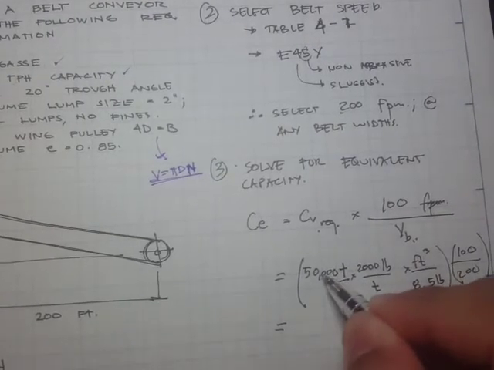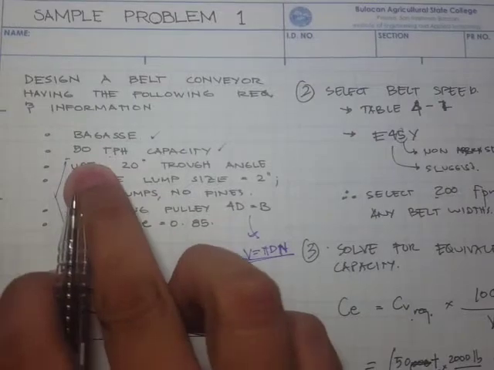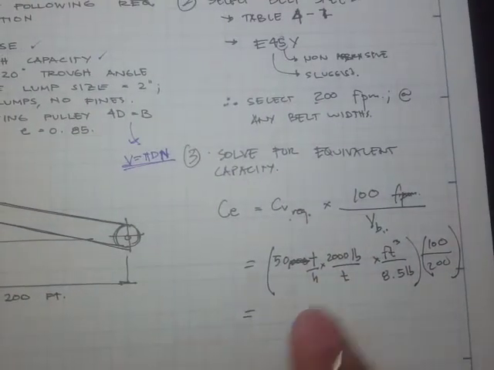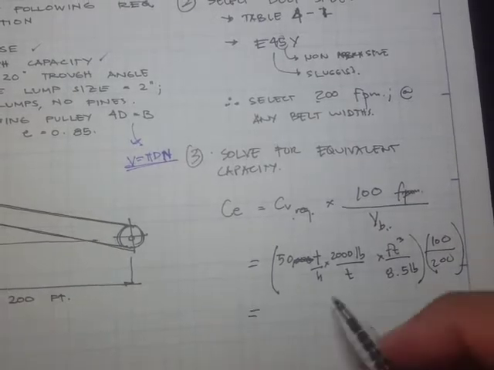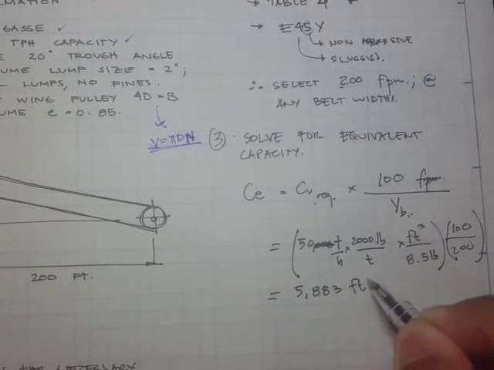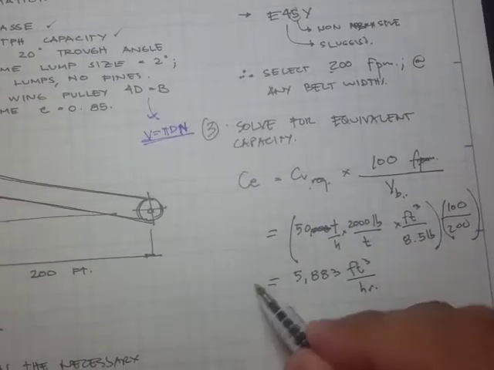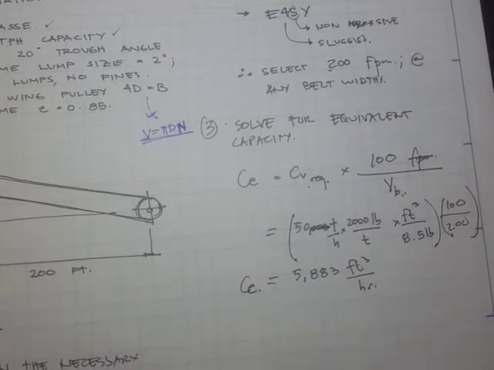By the way, this is not 50,000. This is just 50, because 50 tons per hour. So 50 times 2,000 divided by 8.5 times 100 divided by 200, we have 5,883 feet cubed per hour. Okay, so that is our equivalent capacity.